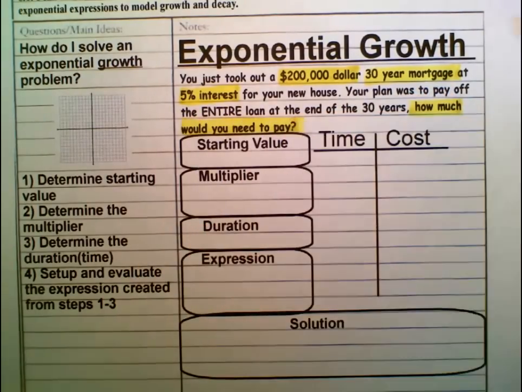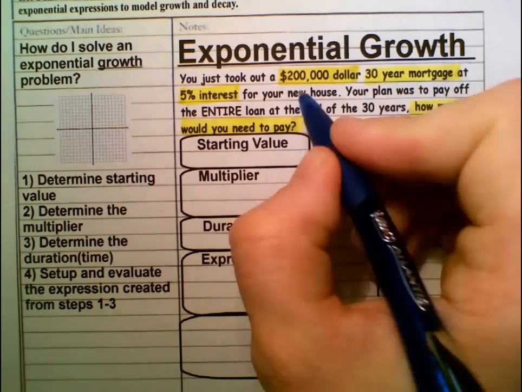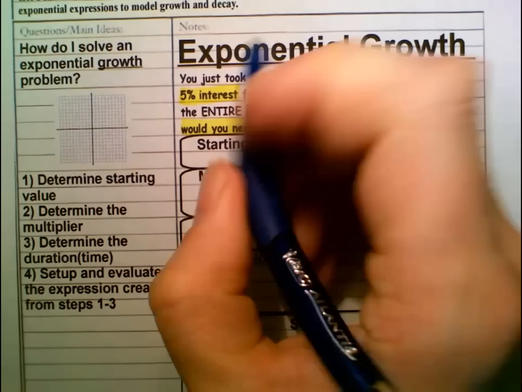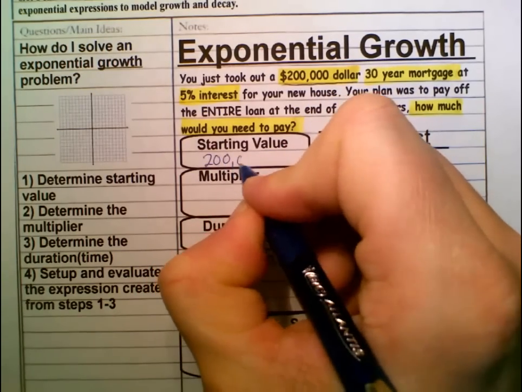to pay? Well, to solve a problem like this, you need to do these 4 steps. And the first step is determining the starting value. Well, in our situation, the starting value is $200,000. So we'll put that right here.